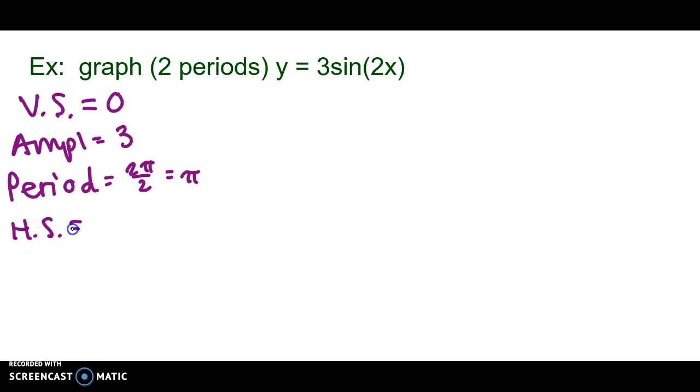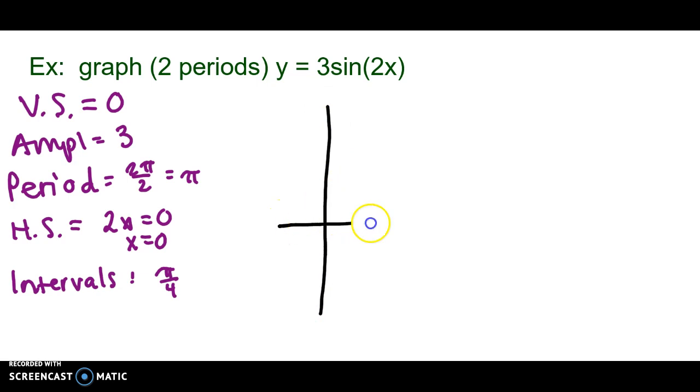Let's figure out our horizontal shift. Remember, to do that, we set that bx minus c equal to 0, so we get x equals 0. So that's where our graph will start. And one last important thing for us to figure out is our intervals. But remember, that's your period divided by 4. So it's going to go by pi fourths. Okay. So remember, there wasn't a vertical shift. So we know that that middle ground, I guess you could call it, is 0. We know that our amplitude goes to 3 and negative 3 then.